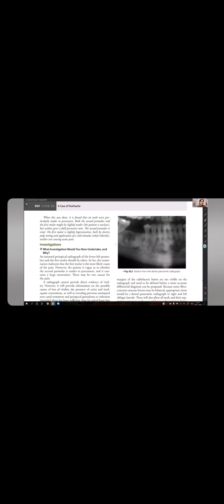So all the teeth in the lower left quadrant, distal to and including the canine, should be percussed. The same teeth should be tested for vitality together with the equivalent lower right teeth for comparison, provided there are no clinical features like caries or restorations suggesting that these teeth may also have compromised vitality. Now, when this was done, it was found that no teeth were particularly tender to percussion.